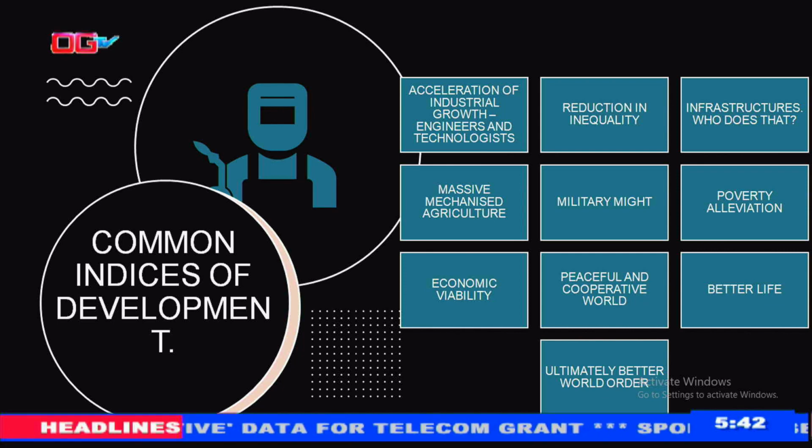Indices of development are acceleration of industrial growth. Of course, to accelerate industrial growth, engineers and technologists are the key players. Reduction in inequality, that is redistribution of wealth of a nation. Infrastructure, who does that? We are impressed by the red line and the blue line of Lagos. This is what we could have done since 1979. 1979 was when I just entered higher school, and I left over 40 years ago.